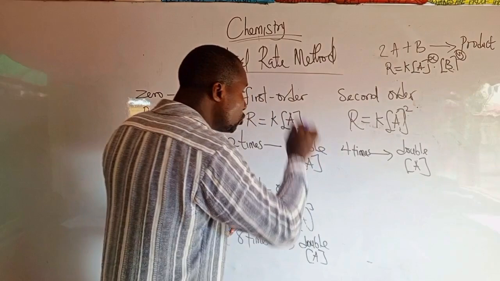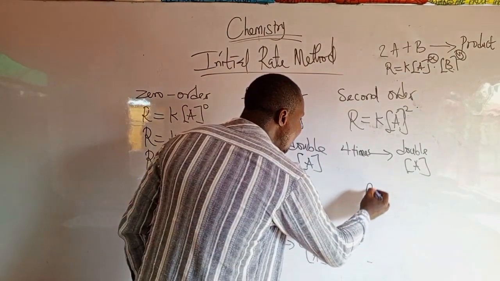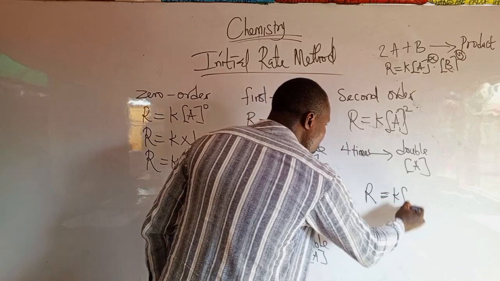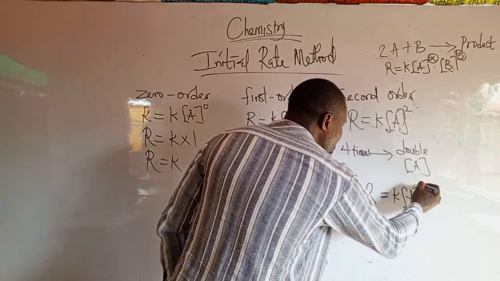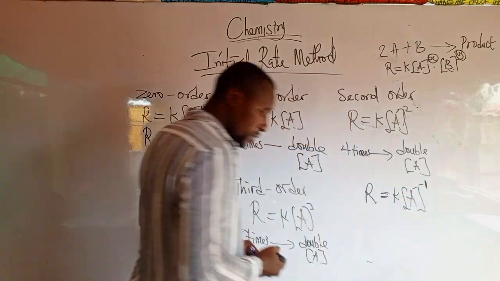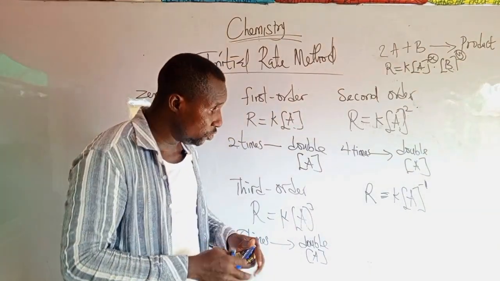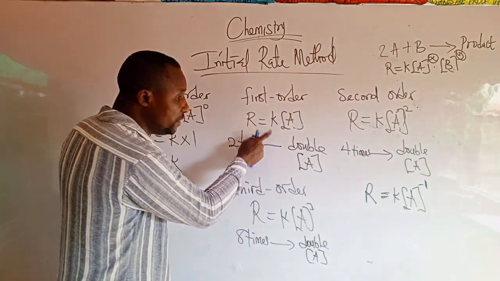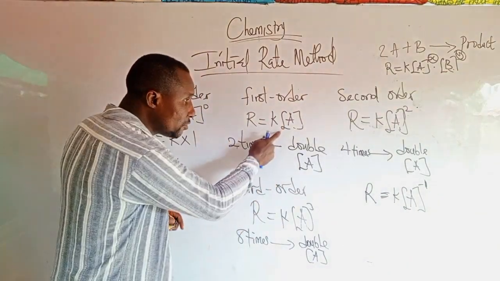Then listen, let us go to this. When you have R equals K, concentration of A raised to power minus 1, do you know the meaning of this? The meaning of this is just the inverse of this.